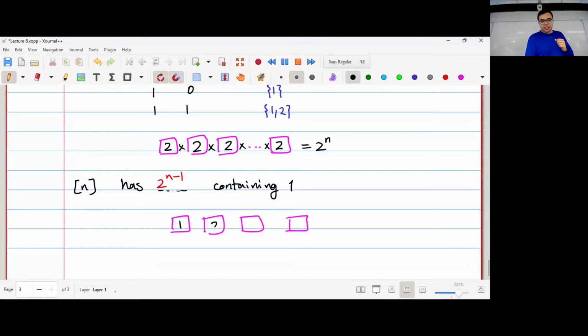But then for the next letter, I have two choices. I can put 0 or 1. For the next letter, I can have two choices and so on. So I multiply all of these, and it's just 2 to the power of n minus 1 because I have n minus 1 2s and 1.